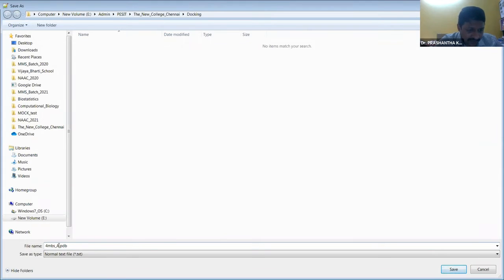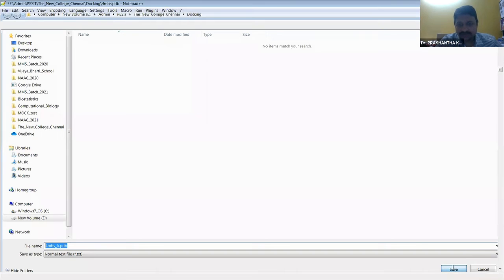So the moment I see 4mbs_A.pdb, I will know it has only the A chain. It is not the original file, so the file got processed. What is the processing done? Maraviroc is removed and kept as one file. All the heteroatoms, water molecules, ions, whatever is there, removed. Right? So keep this file.